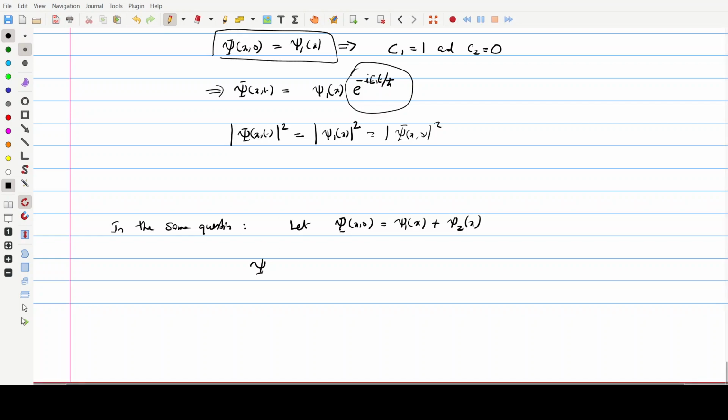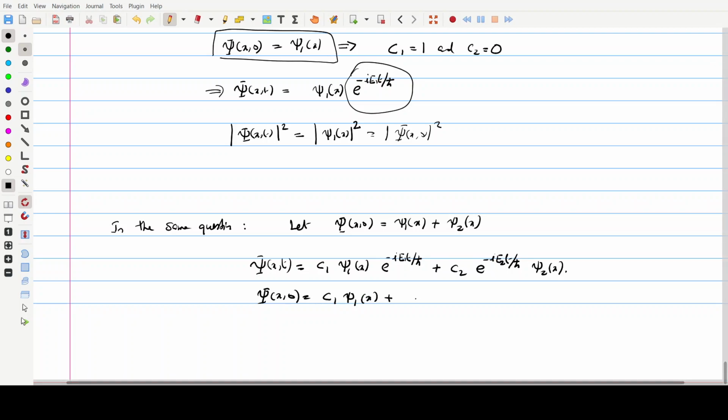Again the starting point is the same. Here we can write a general state psi of x,t as c1 psi1 of x e raised to minus i E1 t by h cross plus c2 psi2 of x e raised to minus i E2 t by h cross. Now what would be psi at x,0? It will simply become c1 psi1 of x plus c2 psi2 of x, because these two exponential factors become 1. And it is given that psi of x,0 is the sum of psi1 of x and psi2 of x. So this directly implies c1 must be 1 and c2 must be 1.